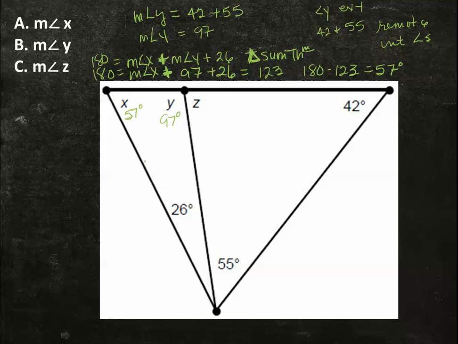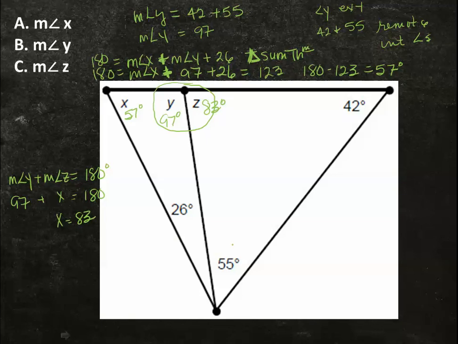Alright, and now angle Z. We could use the exterior angle theorem, but look right here, Y and Z are a linear pair, so the measure of angle Y plus the measure of angle Z has to equal 180 degrees. So I've got 97, so I take 180 minus 97, which is going to give me 83. So angle Z is 83 degrees.